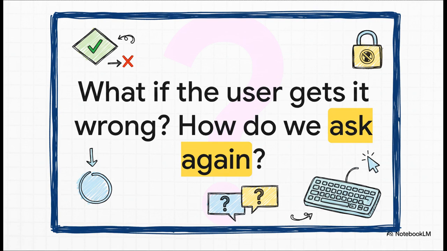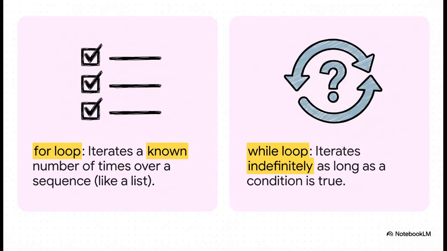We really need a way to repeat the action of asking for the password, and that introduces a whole new challenge for us: repetition. Now, in programming, we have two main tools for repetition. A for loop is great for when you know exactly how many times you need to do something, like go through all 10 items in this list. But for our password checker, we have no idea how many tries the user's going to need, right? This is the absolute perfect job for a while loop.